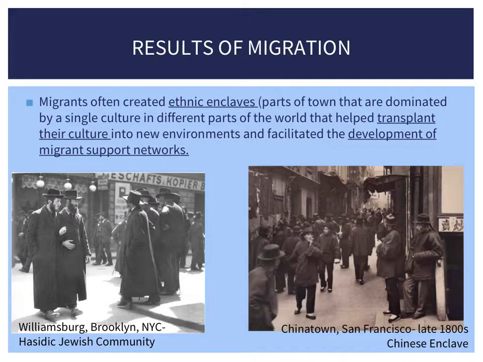It gives you some examples here, like Williamsburg in New York City, which was settled primarily by Jewish immigrants and still has a very heavy presence of that culture today. Chinatown in San Francisco, for example, is another one. And the question on your paper is, how might this help people adapt to life in a new place? If you'd like to, you can pause and go ahead and discuss that for a minute.